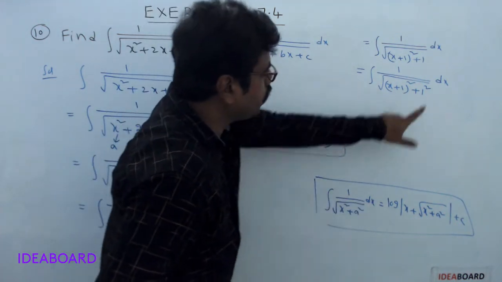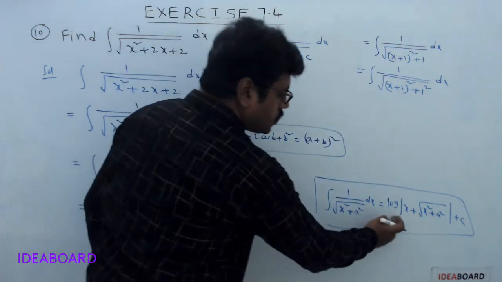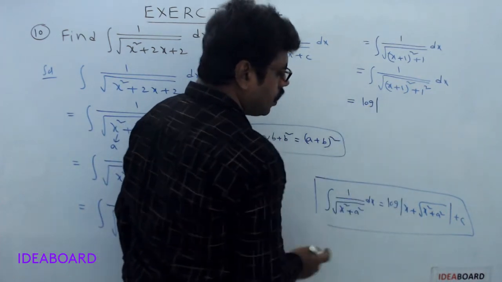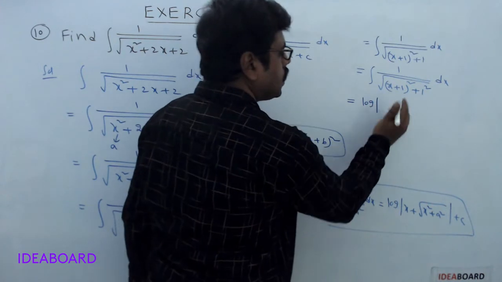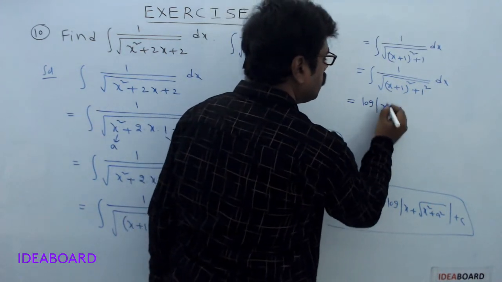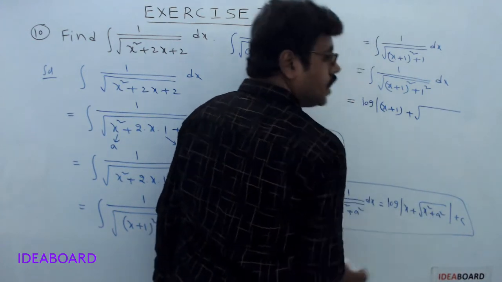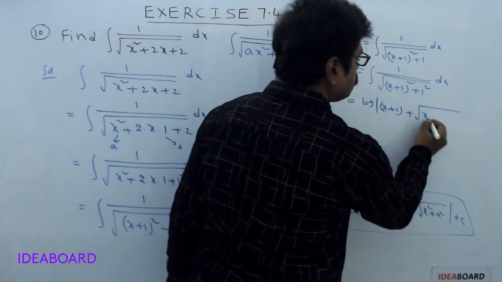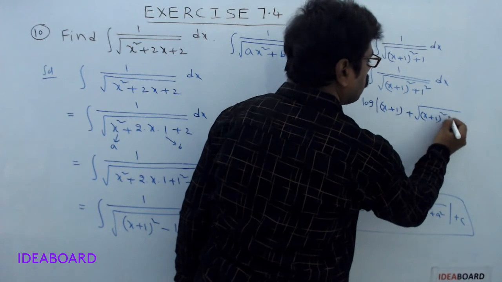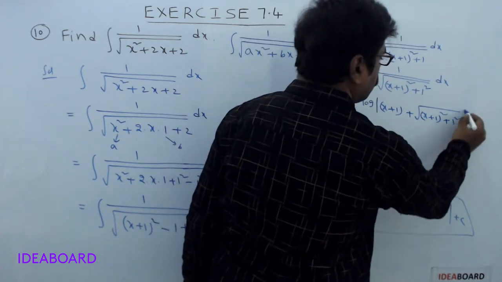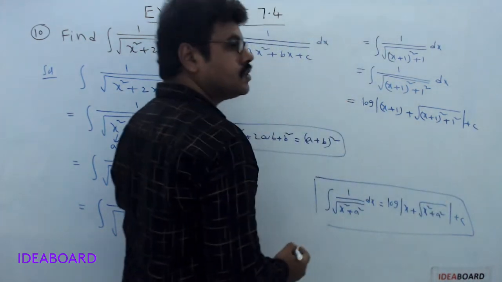In place of a, 1 will be there. So use this formula. Now this is equal to log mod x plus 1 plus square root of x square plus a square, where x is x plus 1 whole square plus a square, that is 1 square, plus some constant c.